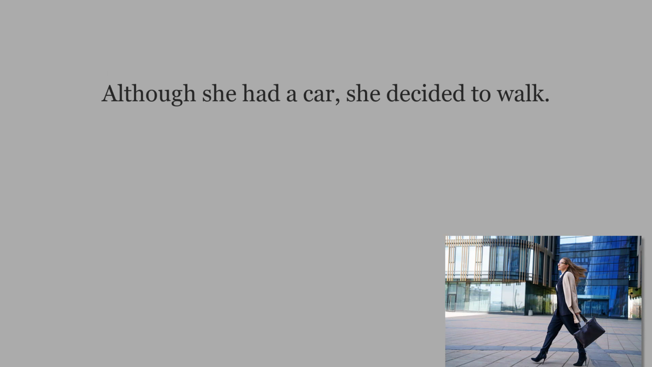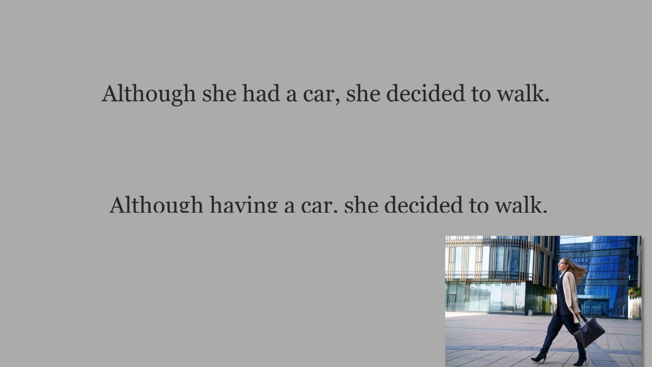Look at this example. Although she had a car, she decided to walk. At first, I keep the subordinating conjunction. Here it is "although". I keep "although". In the main clause and adverbial clause, they are the same subjects. I omit the subject in the adverbial clause. Then I change my verb to present participle, "had" to "having". I reduce the clause to: although having a car, she decided to walk.